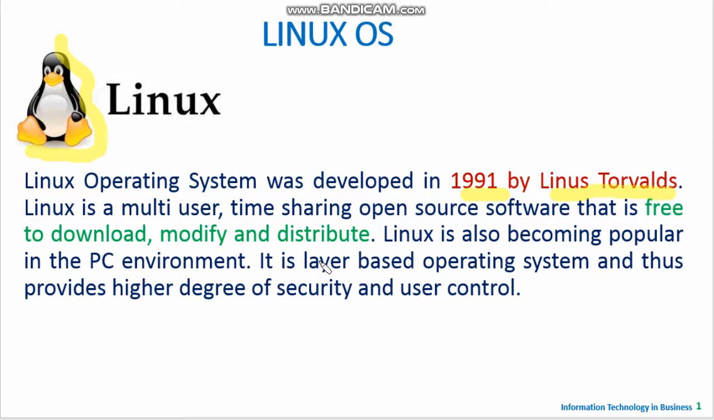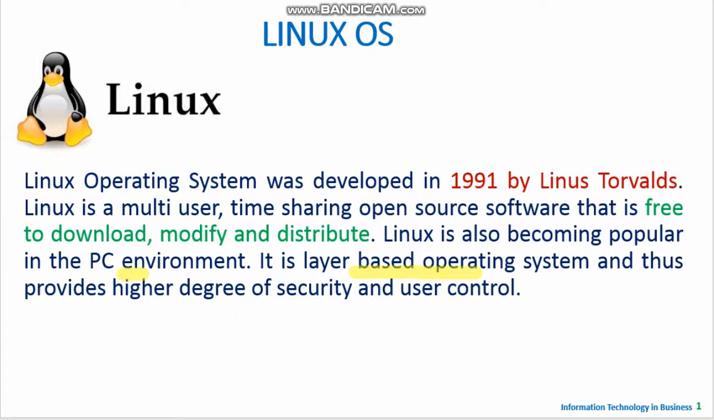In 1991, Linus wanted to get the Unix operating system that was popular, which was a multi-user time-sharing operating system at that time, but that was expensive. So he thought of creating his own operating system, and he gave it to the world to work on it. That's why we have, from Unix, the Linux operating system, and it is based on the FOSS philosophy, and it's becoming also popular for the PC computer market, and it is a layer based operating system. That's why it has got a high level of security and control.